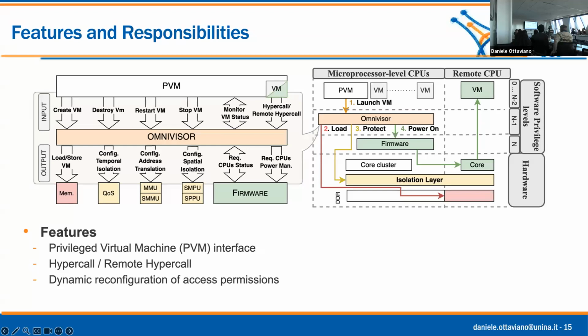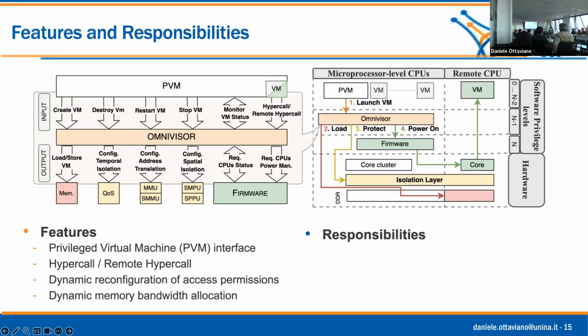Well, the Omnivisor is going to give you dynamic reconfiguration of access permission. That was the answer to the question you asked before about dynamic reconfiguration, and also dynamic memory bandwidth allocation. So QoS can be reprogrammed online at runtime to decide which kind of bandwidth you want to allocate to a specific virtual machine.